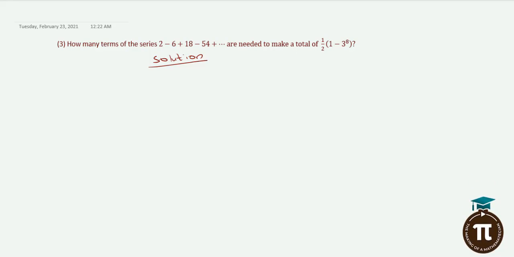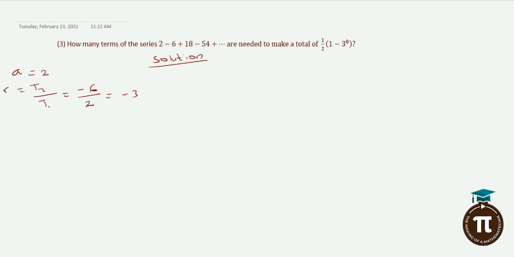The first thing you need to notice is that this is a GP. Now, the first term is 2, the second term is minus 6, the third term is 18, the fourth term is minus 54. So, how many terms of this series are needed to make a total of 1 over 2, 1 minus 3 raised to power 8? Now, you first look for the common ratio, that is T2 divided by T1. T2 divided by T1, that is negative 6 divided by 2. The answer will give me negative 3.